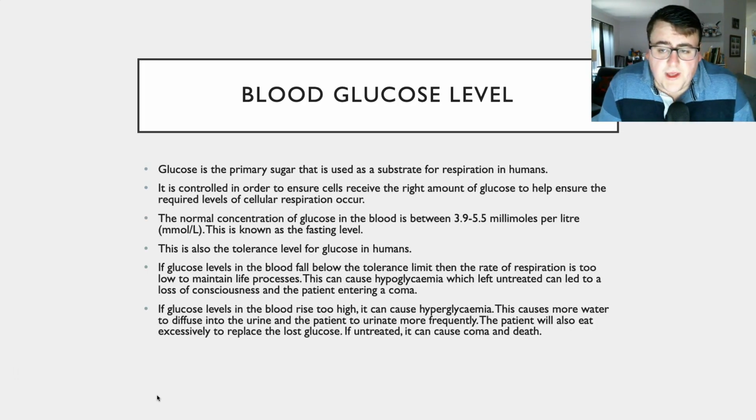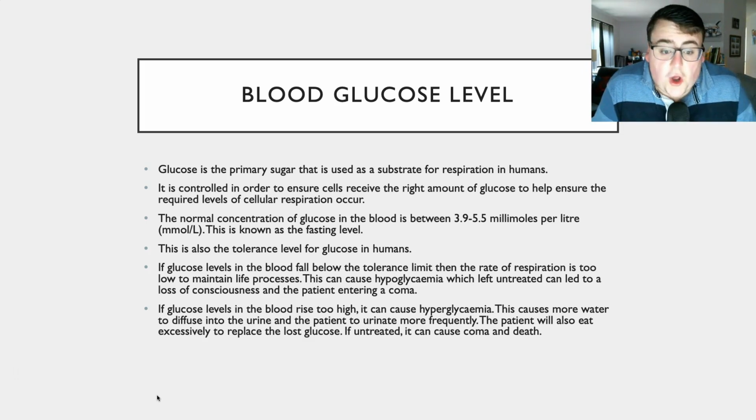Blood glucose level, another really important one. Why? Well, because glucose is the primary sugar that we use for respiration. It's controlled in order to ensure that all of our cells receive the right amount of glucose to ensure that the required levels of cellular respiration actually occur. The normal concentration of glucose in the blood for humans is around 3.9 to 5.5 millimoles per litre, which is mmol/L. We call that the fasting level because that's the level it should be after you've fasted for a set amount of time and had your blood taken.